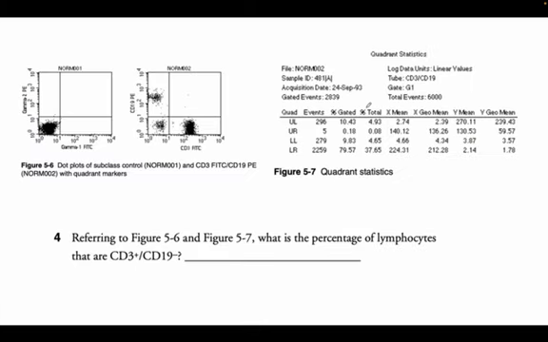Same thing, once we have defined these 4 quadrants, we can get quadrant statistics the same way we got histogram statistics. So here we get upper left. This is positive for CD19, and it has 10% of the population. Upper right, this is the double positive population. You can see that there are very few events, and it's saying it's 0.1% of the total.